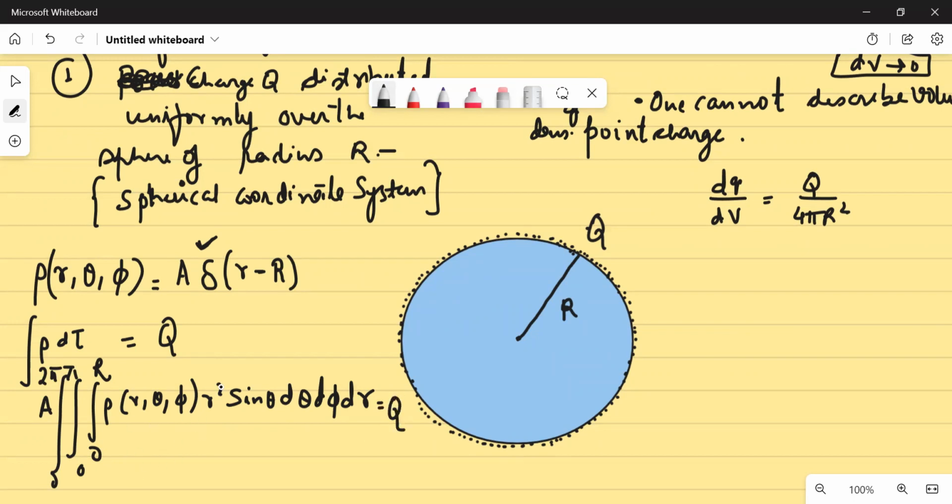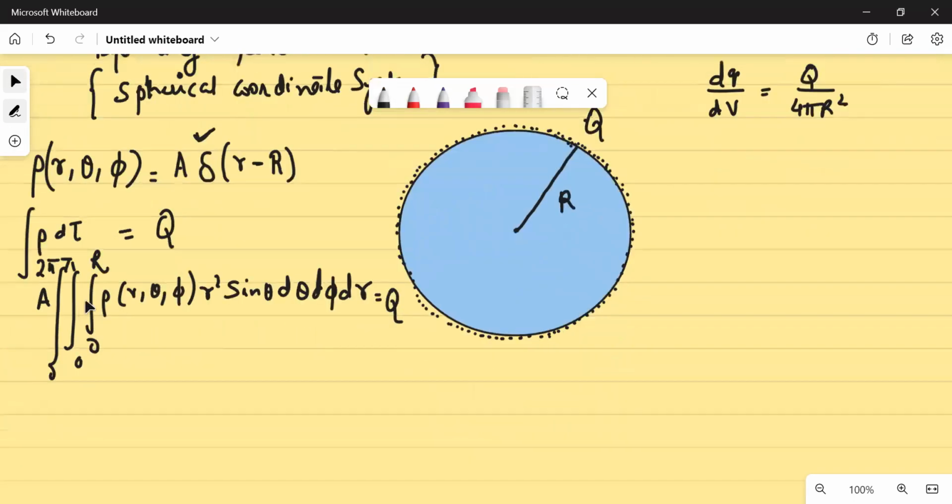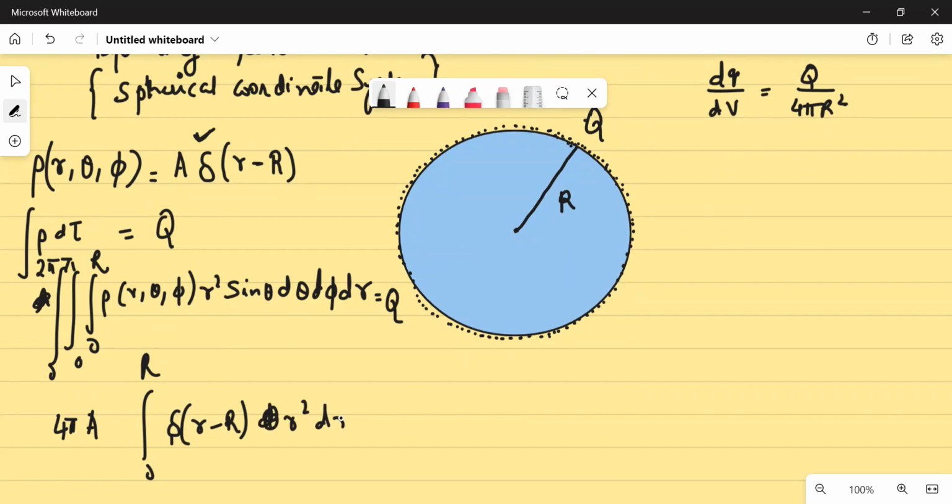So if I integrate it all over, what will I get? I know that rho is given by A times Dirac delta of r minus R. So I'll write A outside the integral, because my rho is dependent upon r only. All the angular parts will give me 4 pi. So I will get the integral from 0 to capital R of Dirac delta of r minus R, with an r square and a dr. And this entire thing will give me Q. Is that clear to you?